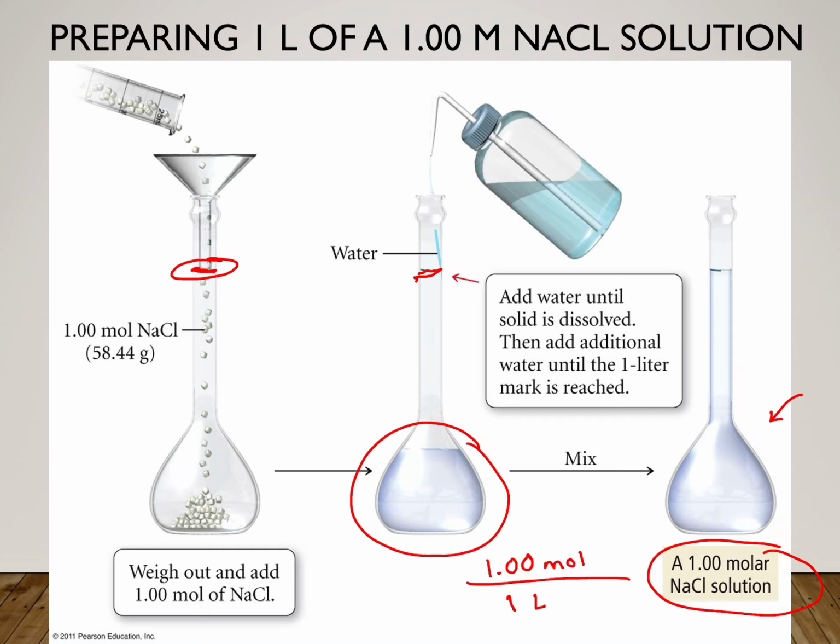until it dissolves, and then add the rest of the water up to the 1 liter mark. And then that's how you make your solution. So then you would have really, really accurately 1 liter of solution rather than 1 liter of solvent.